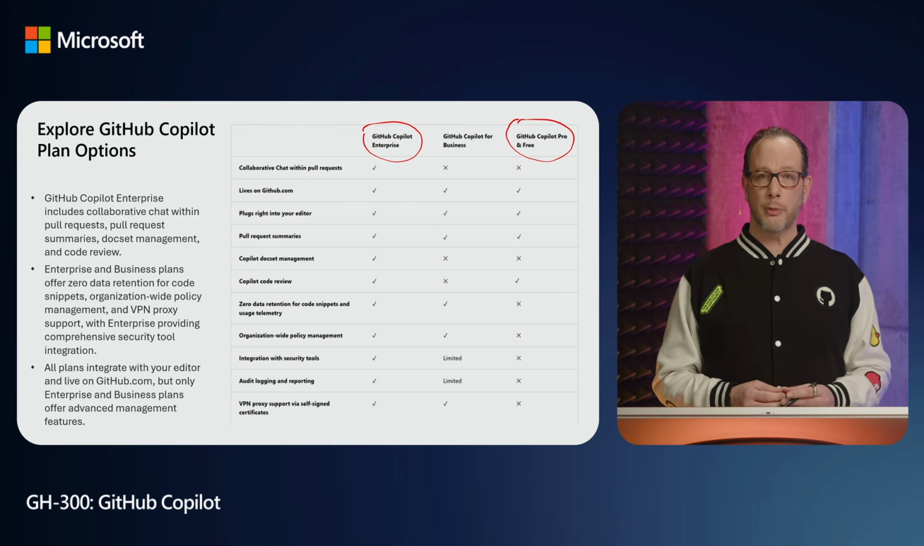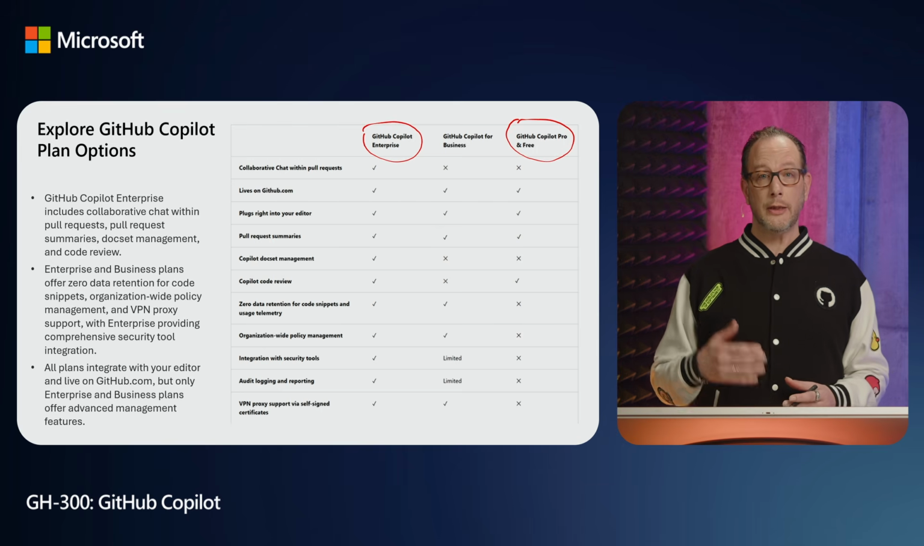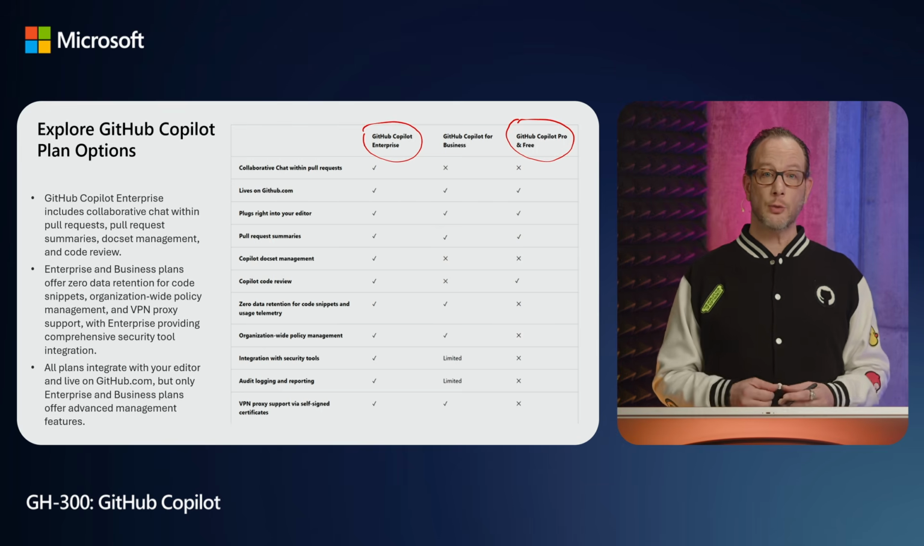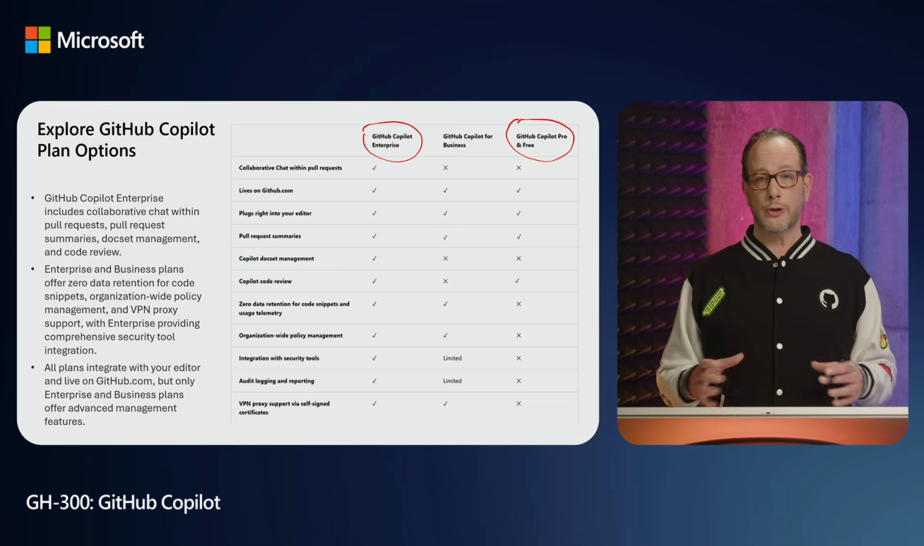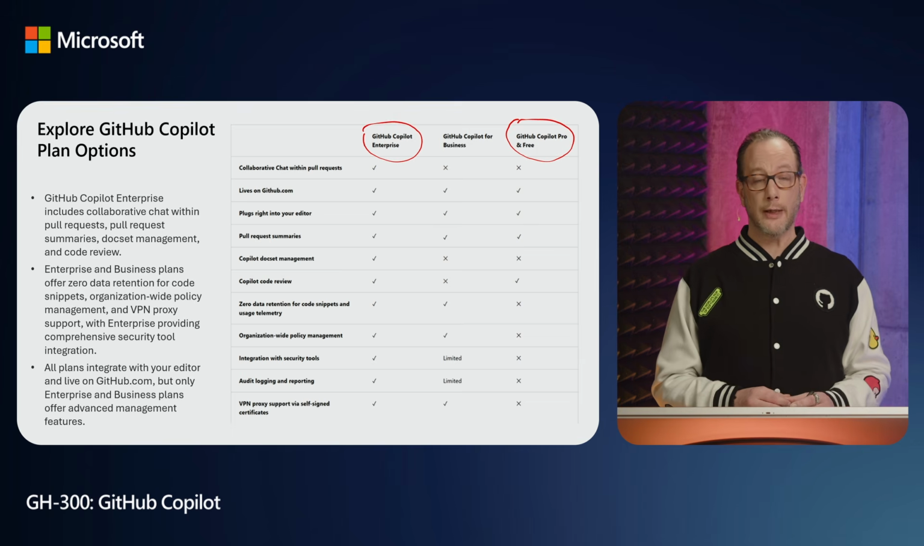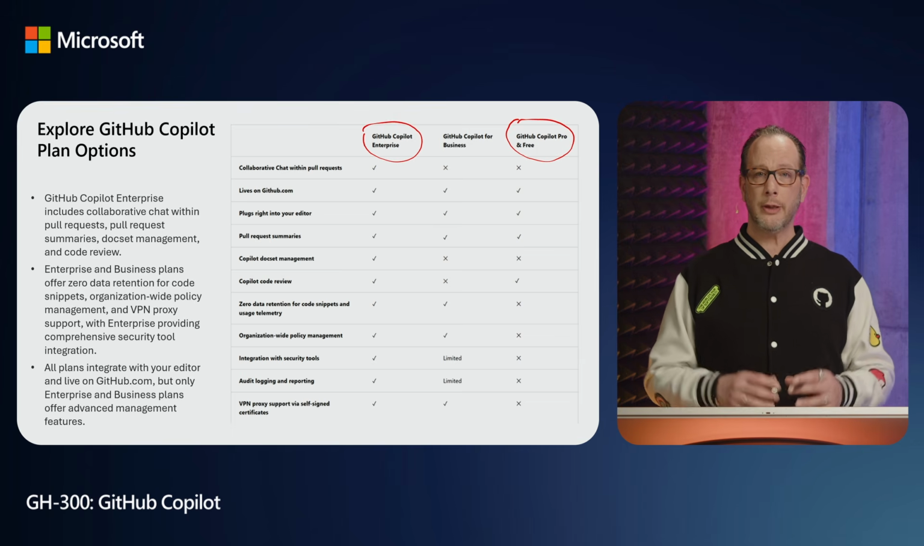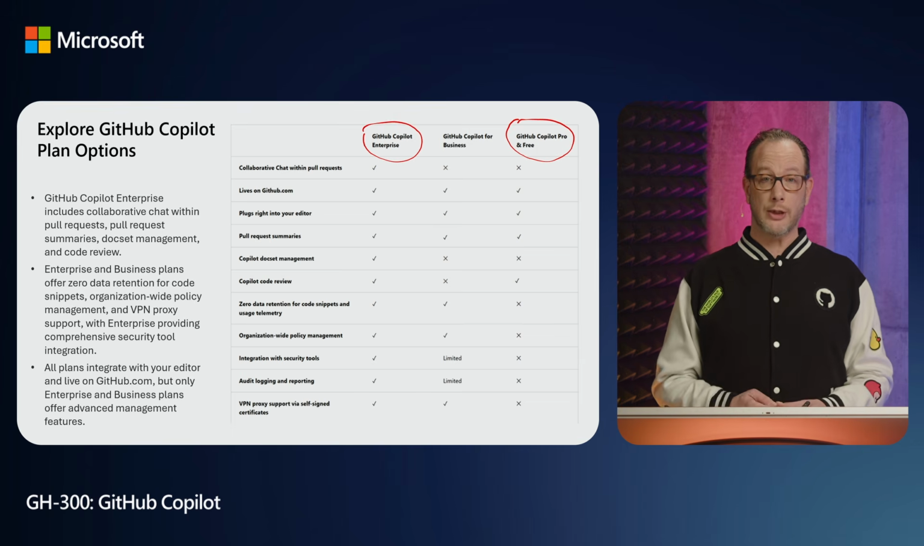The enterprise plan builds on this foundation by adding deeper collaboration and security integrations. It enhances pull request workflows with summaries, collaborative chat, and documentation support, helping teams review and understand changes faster. The benefit is clear. Individuals gain productivity boosts, while organizations gain the controls and the safeguards they need to adopt AI across their development lifecycle with confidence.